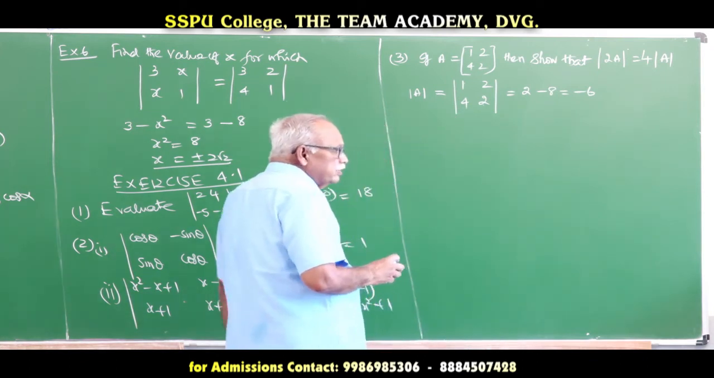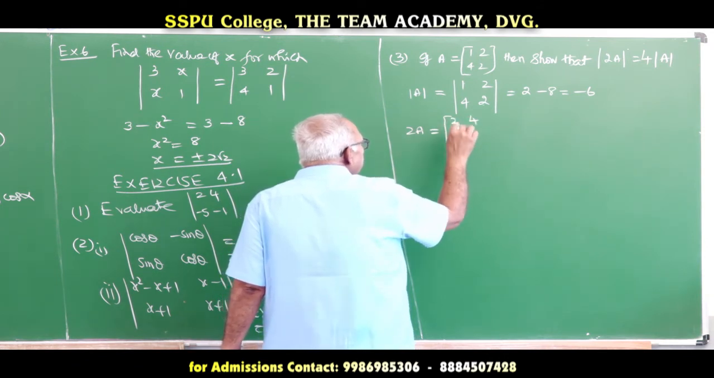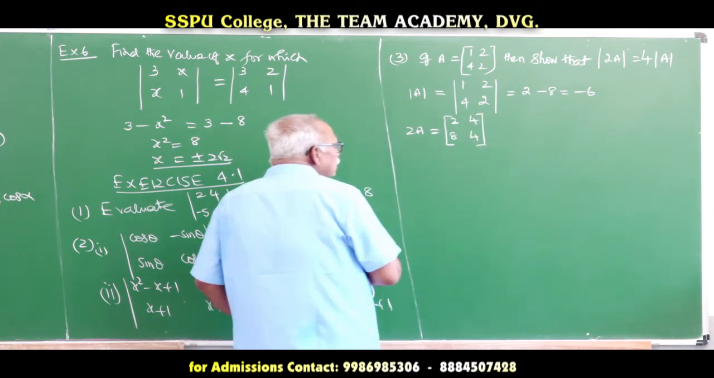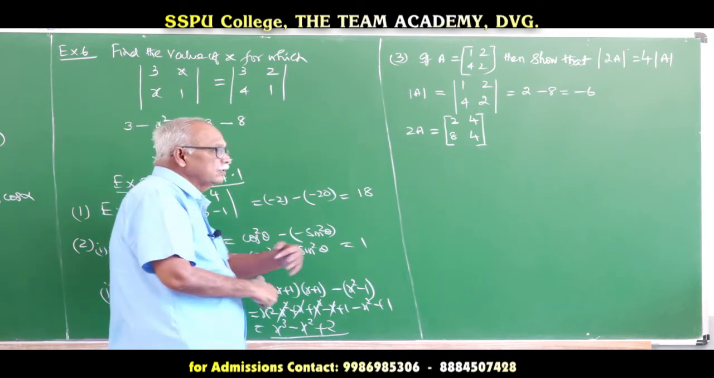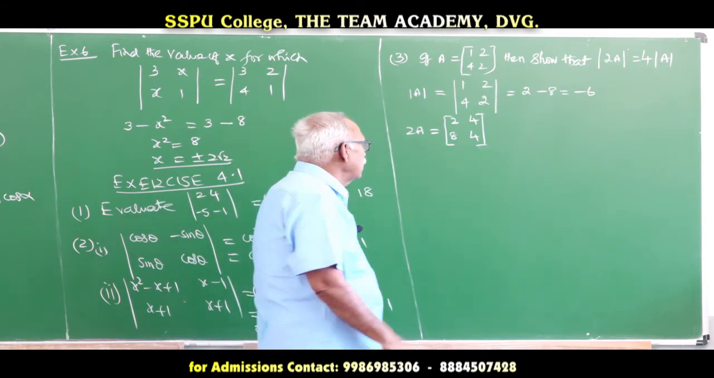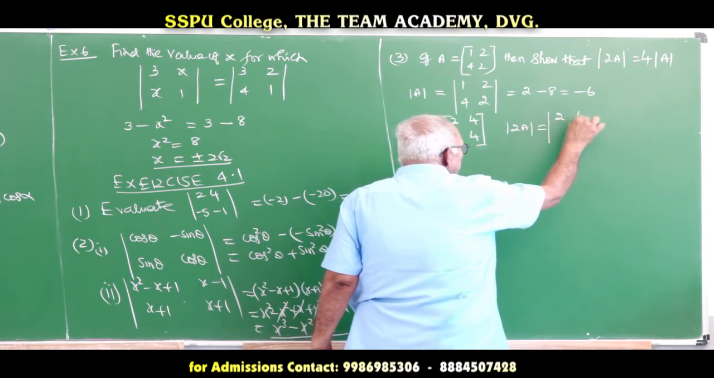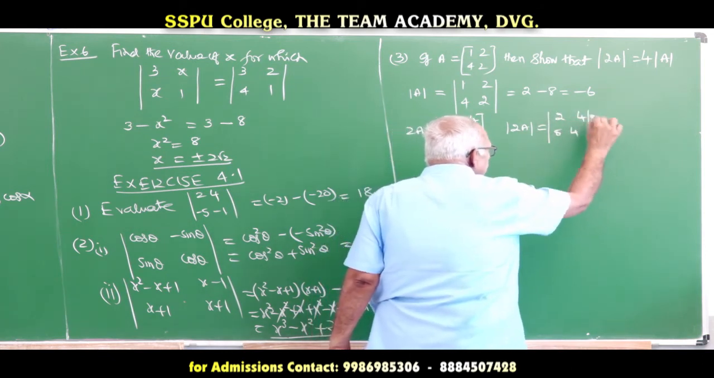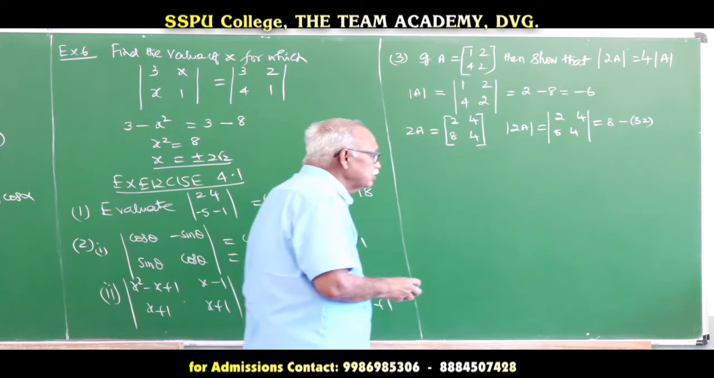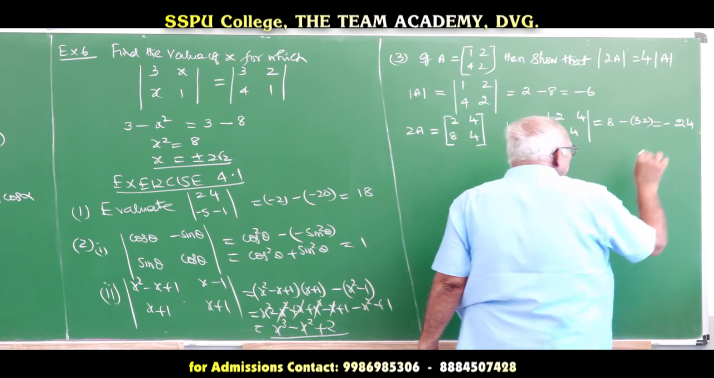Now, what is determinant of 2A? What is 2A first? All elements we have to multiply. So 2, 4, 8, 4. Multiply this matrix by 2: 2, 4, 8, 4. Okay. Now, what is determinant of 2A? Determinant of 2, 4, 8, 4, which is equal to 2 into 4, 8 minus 8 into 4, which is 32. The simplification of this is minus 24.